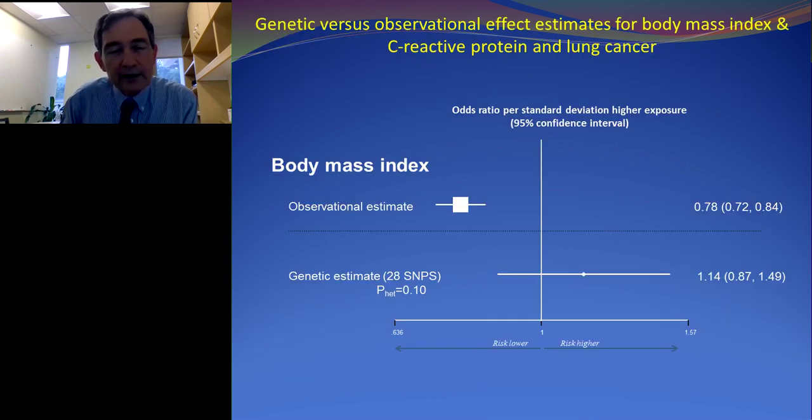So as an example, we can look at body mass index. The observational estimate is that having a higher BMI is protective for getting lung cancer. And then in this earlier study, what was found with 28 SNPs predicting the BMI is that actually it looks like BMI might be a bit of a risk factor.